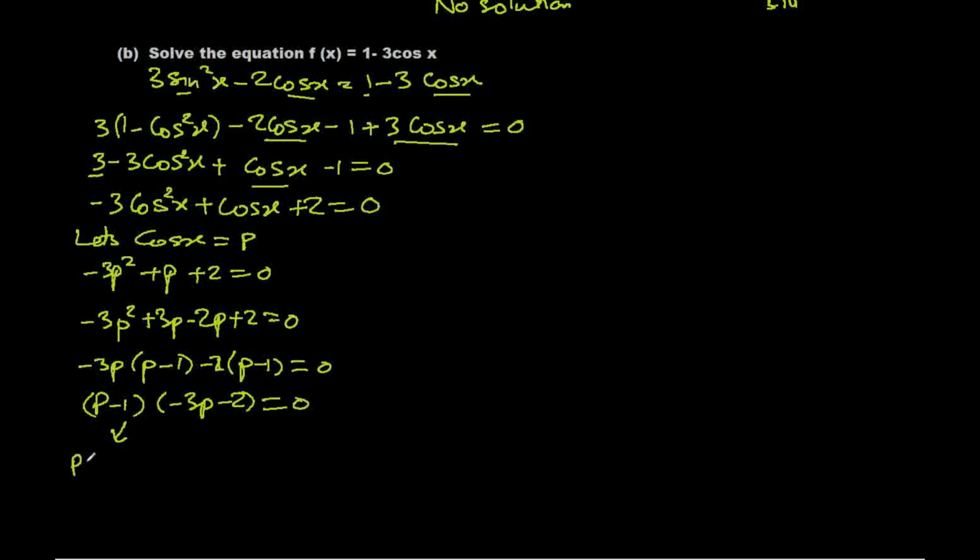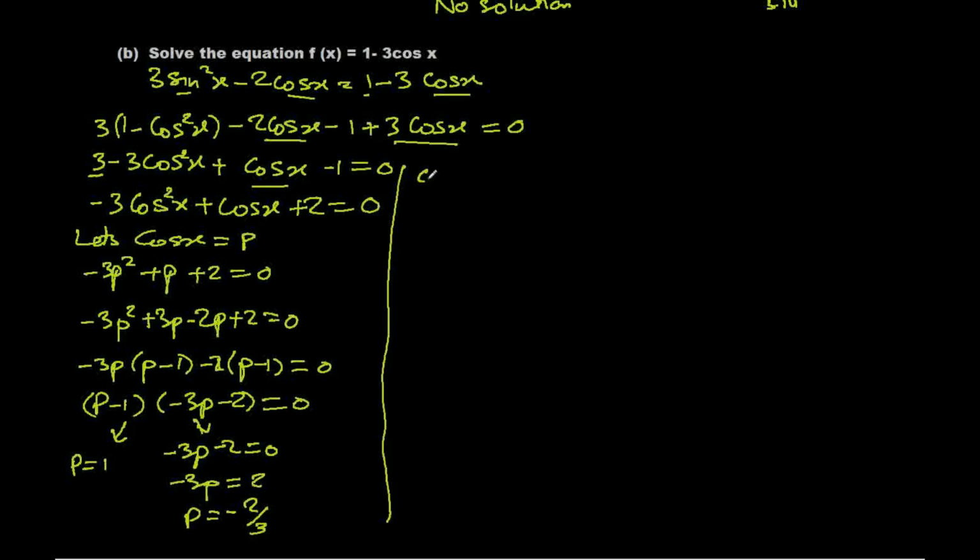This gives us p equal to 1. This will give us minus 3p minus 2 equal to 0. Minus 3p equal to positive 2, p equal to minus 2 over 3. But p was my creation, so what will we do? We will just write them in terms of cos now, because cos x was p. So cos x equal to 1 is our first equation, and cos x equal to minus 2 over 3 is our second equation.